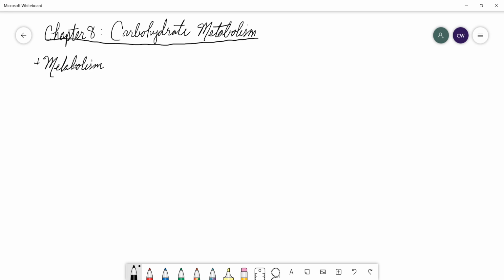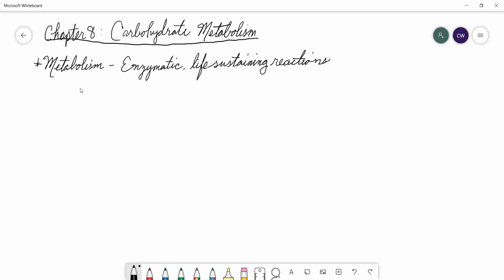Well, metabolism is defined as all the reactions that are enzyme mediated that sustain life. So every reaction in a cell that goes to sustaining the life processes of the cell is part of the metabolic pathway.